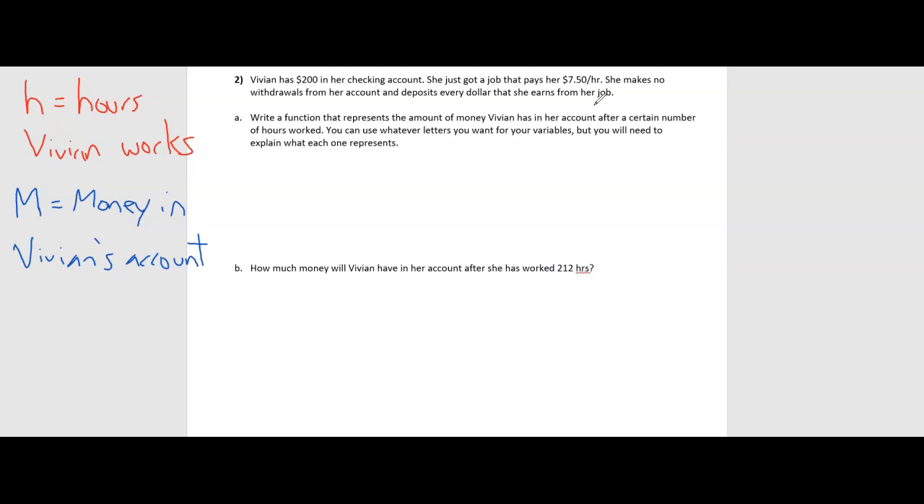So we need to write a function. Our function is going to be m of h. So m of h, the money in her account, is a function of how many hours that she works. Now, we got to think of, okay, what are the amounts that make up the money in her account? Well, she has an initial amount, right? She has the $200, that's an initial amount.